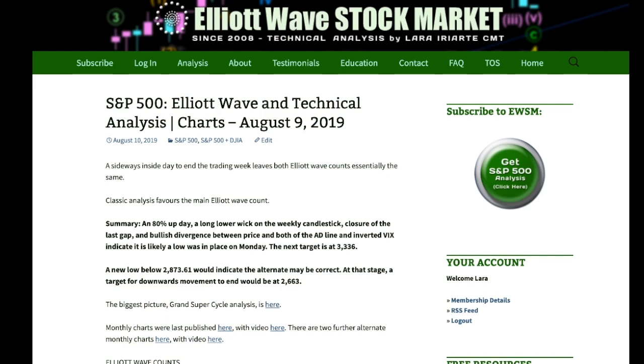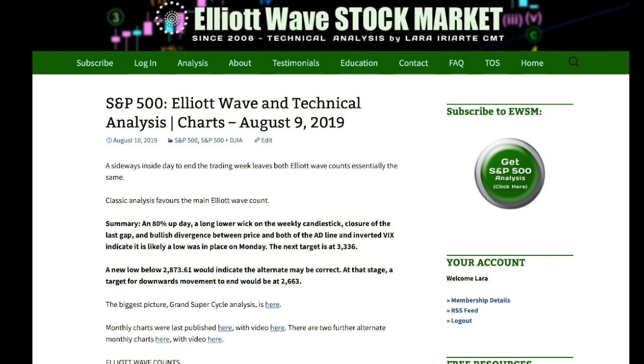There is some evidence that a low may be in place. There's a 90% down day followed 3 days later by an 80% up day. There's a long lower wick on the weekly candlestick, closure of the last gap, so it's an exhaustion gap, and there is bullish divergence still between both price and the AD line and VIX. The next target for upward movement is 3336.